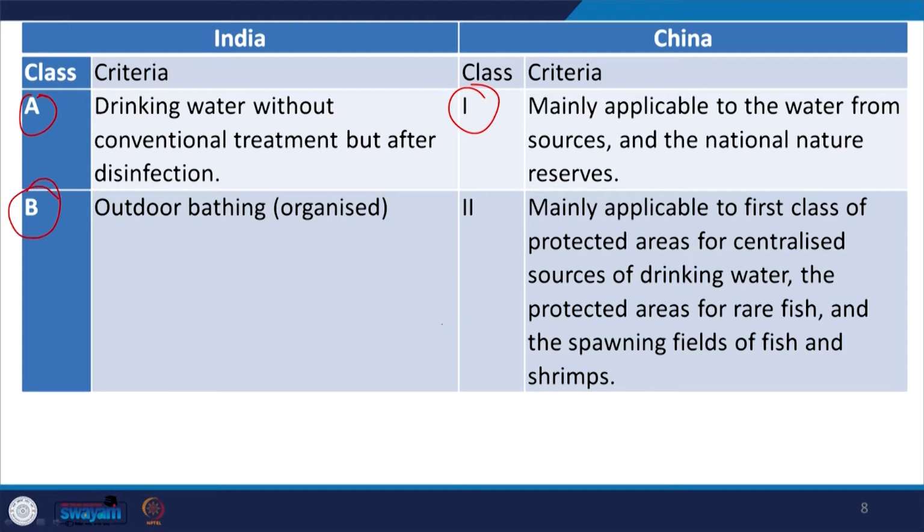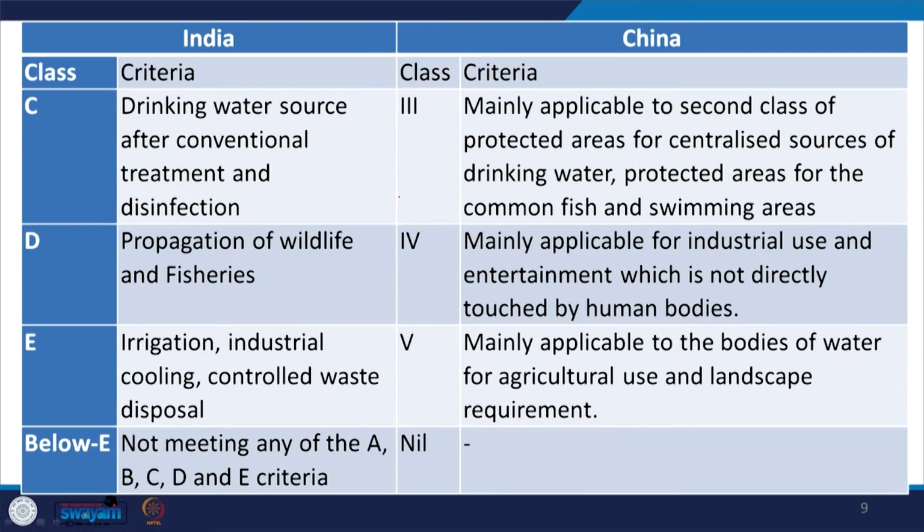Now if we talk about class B in the Indian context, the counterpart is class 2 in the Chinese context. In the Indian criteria it is outdoor bathing in the organized sector, and in the Chinese context it is mainly applicable to the first class of protected areas of centralized sources of drinking water, protected areas for rare fish, and the spawning fields for fish and shrimps. Then class C is the drinking water source after conventional treatment and disinfection. The Chinese counterpart is mainly applicable to the second class of protected areas for centralized sources of drinking water, protected areas for common fish, and swimming areas.